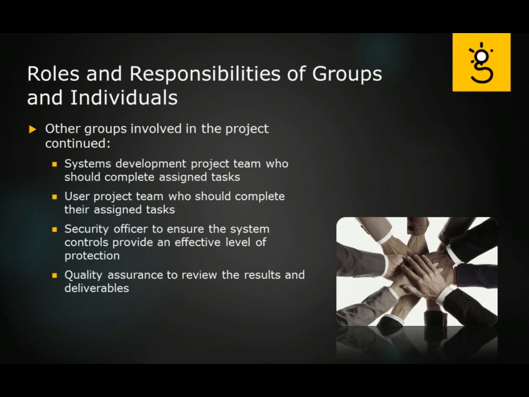Some of the other groups that you might see are people like the systems development project team, who should be the ones that complete the assigned tasks. The user project team would be those who complete their assigned tasks, and the security officer to ensure the system controls are there to provide an effective level of protection. And quality assurance should be there to review the results and the deliverables, again, ensuring that we're meeting the expectations.